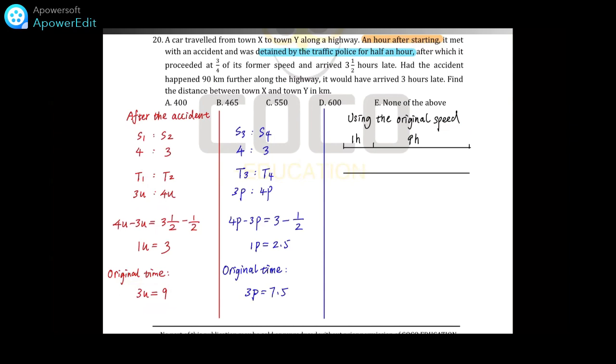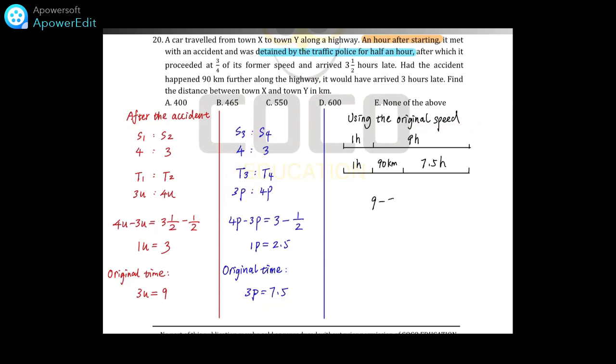Then we look at the second scenario. The first 1 hour is the same. This time the accident happened 90 km further along the way. So we get a 90 km here. After that, if still following the original speed, which is S3 here, this is 4, the time taken is 3p, which is another 7.5 hours. So the remaining journey takes 7.5 hours.